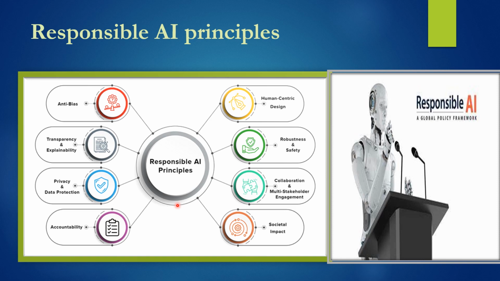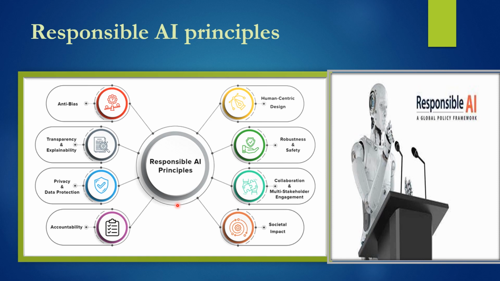Then we will have continuous evaluation and improvement. So it's important to continuously evaluate LLMs to ensure that they're performing as intended and to identify and address the unintended consequences. So for example, an LLM used in a healthcare setting should be regularly evaluated to ensure that it provides accurate and helpful responses, and any biases or inaccuracies should be addressed through updates and improvements.